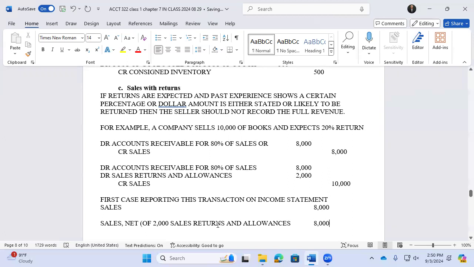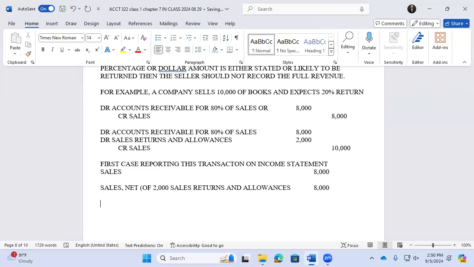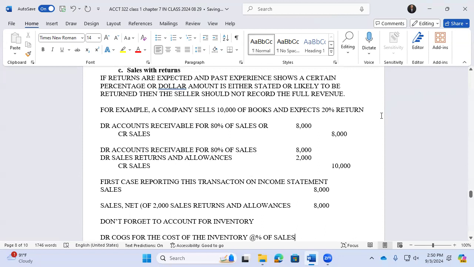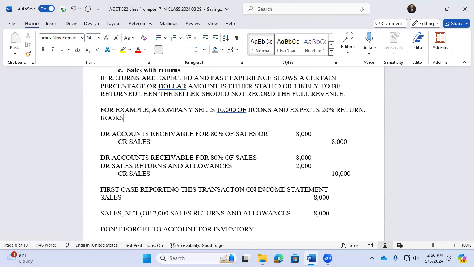And then, of course, don't forget to account for the inventory. So in this case, what you would do is you would debit cost of goods sold, the cost of the inventory at the percentage of sales. So let's just say the books cost $1,000.